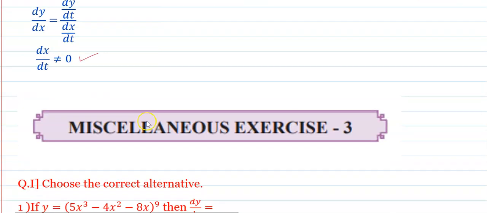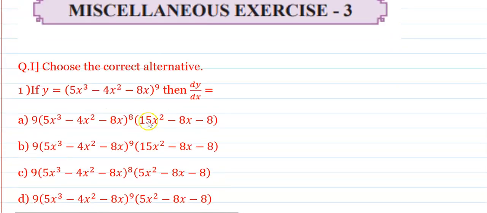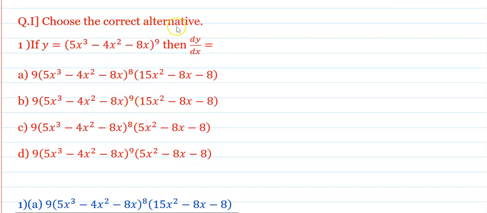Okay. Now let us start the first question. Choose the correct alternative. First is, if y is equal to (5x cube minus 4x square minus 8x) whole bracket raised to 9, then what is the dy by dx?